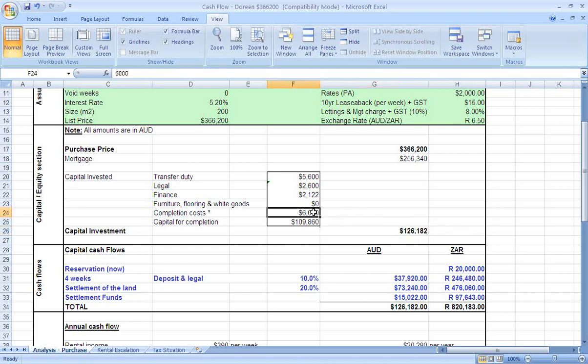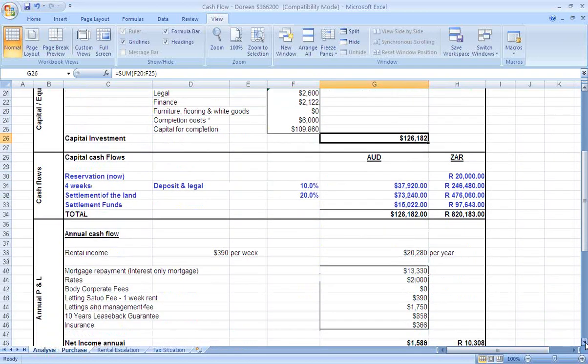And sorry, with those completion costs, it also includes for a fully qualified surveyor to go in, to snag and check the property and make sure that everything is 100% ready for you to put a tenant in it. You would need $126,000. The next box basically breaks down when that's required.